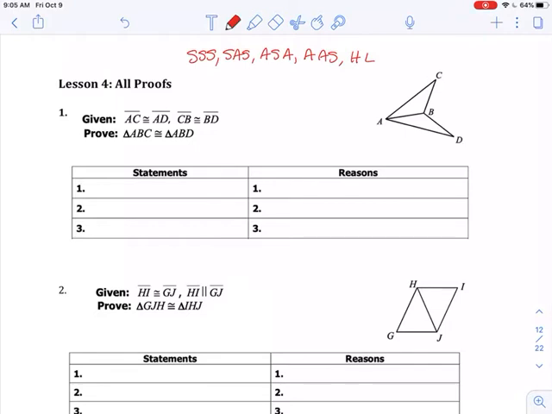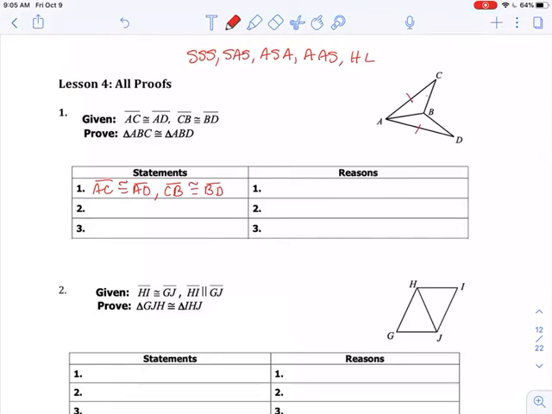So it's important to mark the picture. That's not really being graded, but it's important so that you know when you're done with the proof and when you can say the triangles are congruent and what's the reason. So statement 1 is going to be my given. I always put my given all in one step. There's no reason to have it in separate steps.